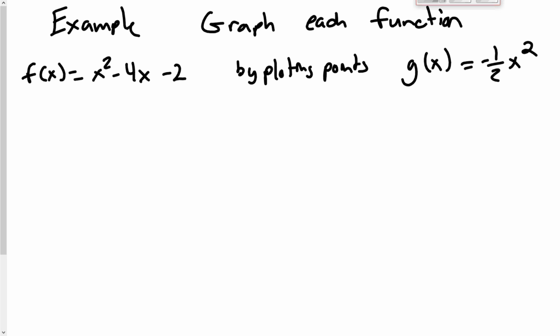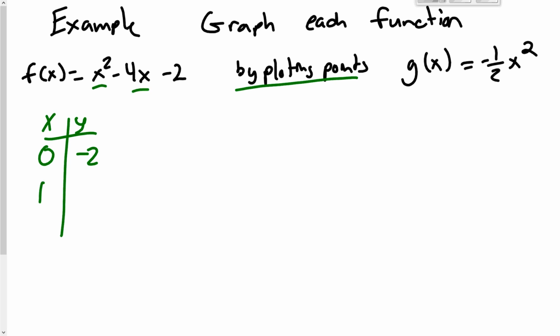So let's go ahead and do a couple examples of graphing, just graphing in general. The first one here, f of x equals x squared minus 4x minus 2. We're just going to do it by plotting points. So it's a quadratic, so if we start at 0, I'm just going to plot some points here. I want to plug in 0 and see what I get for y. Like I said, that's pretty easy, right? Negative 2, because we get 0, negative 2.